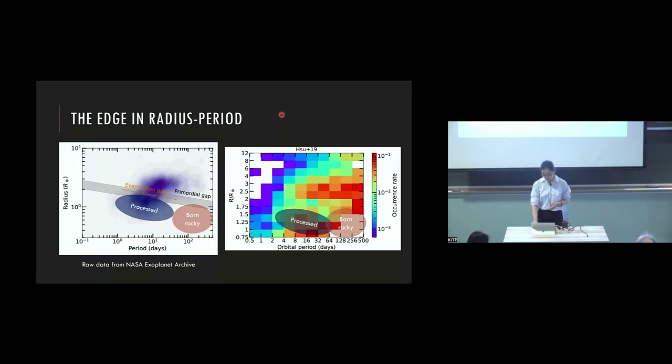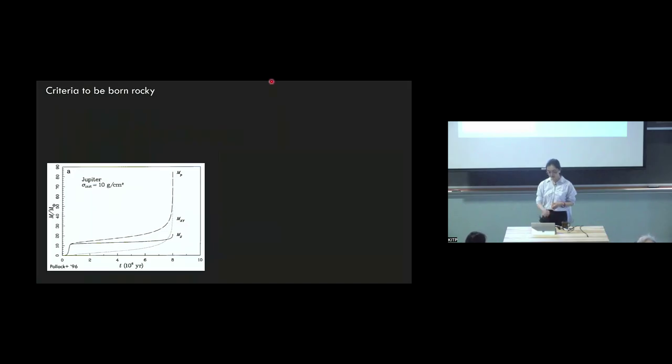So then, in terms of this initial bifurcation, what exactly is the criteria so that certain kinds of planets would just be born rocky? This comes from a very classic paper in theoretical astrophysics, and it stays true to this day. It illustrates the mass growth of a planet.